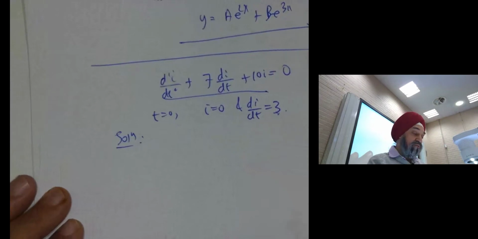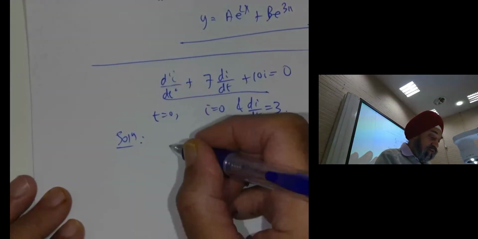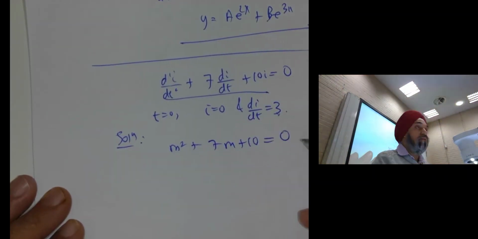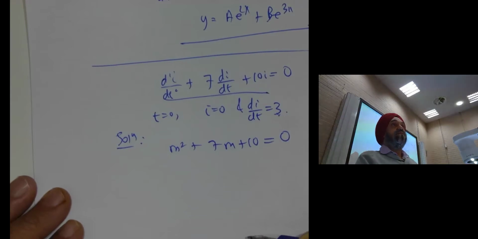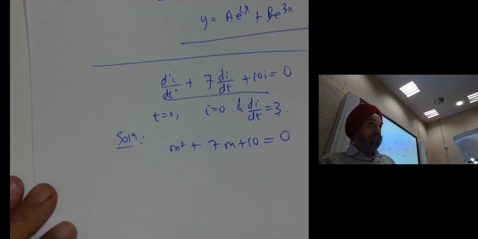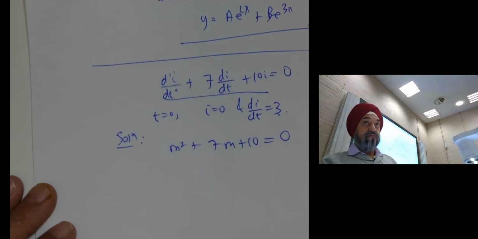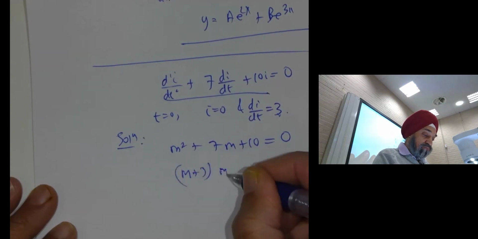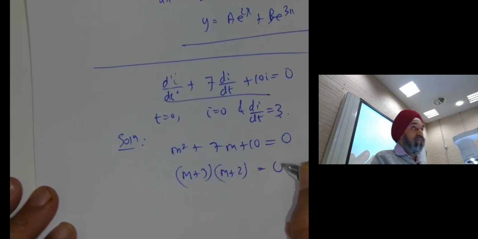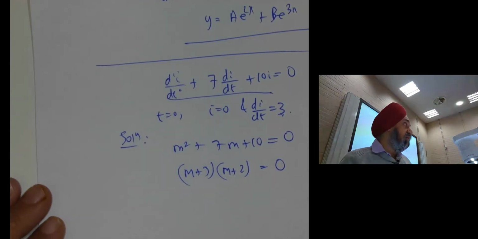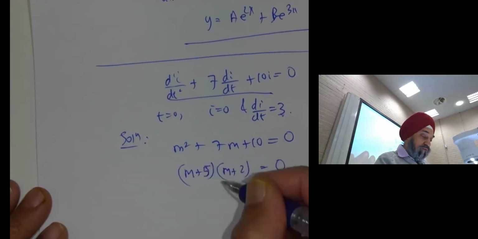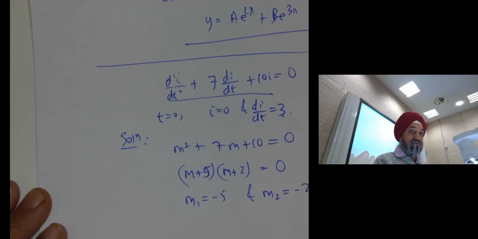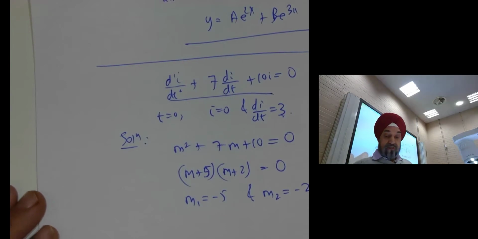Someone tell me what the characteristic equation is going to be. Yeah, m squared plus 7m plus 10 is equal to 0. How do we solve this quadratic? We should all be able to solve this quadratic. Yeah, m plus 5 and m plus 2, isn't it? Because 2 times 5 gives you 10, and if you add them, you get 7. So m1 is equal to minus 5, and m2 is equal to minus 2.